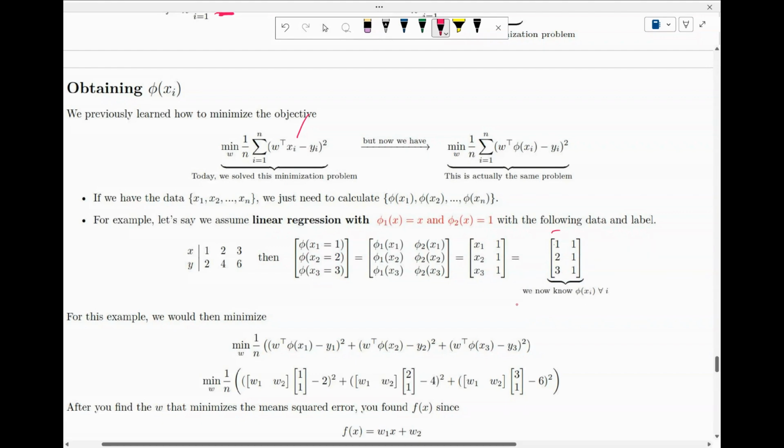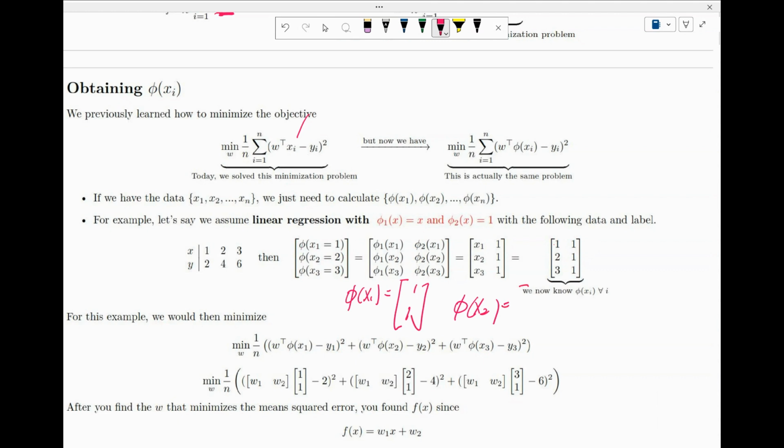So this right here is essentially all the phi's. Phi x1 is this, phi x2 is this, phi x3 is this. Let me write this down. Phi x1 is equal to the vector 1, 1. Remember, we stack them horizontally, but individually they are just column vectors. And then phi x2 is 2, 1. Phi x3 is equal to 3, 1. So now that we have these vectors, life is easy.